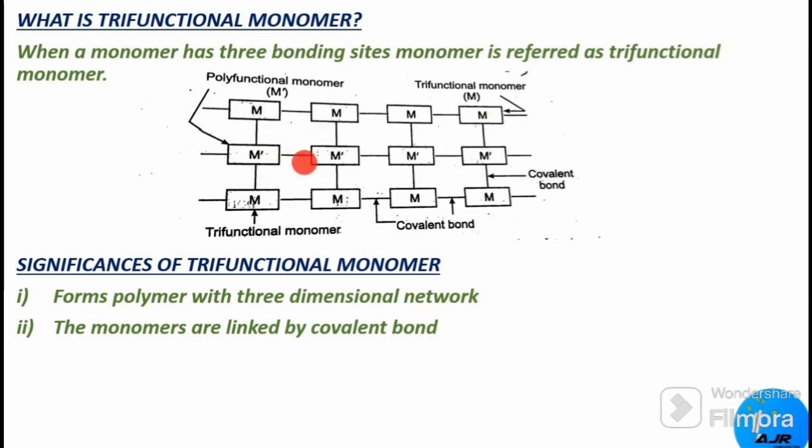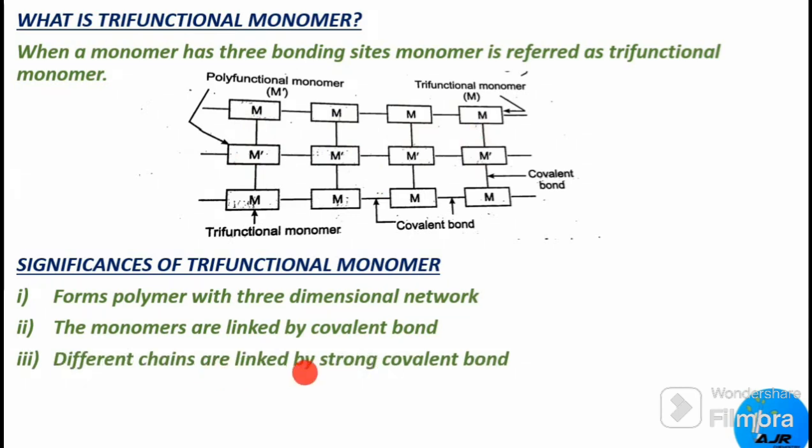Whereas the different chains, see here, in the case of a bifunctional monomer, the different chains are linked by means of weak van der Waals forces. Whereas in the case of trifunctional and polyfunctional monomers, the different chains are also linked by means of strong covalent bonds. They are connected by strong covalent bonds. Because of this, the movement is restricted. In this type of polymer, the movement is completely restricted because of the strong covalent bonds present.